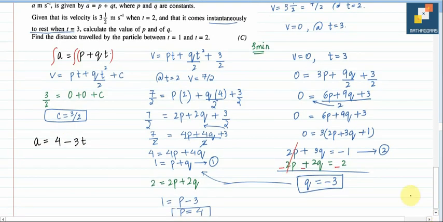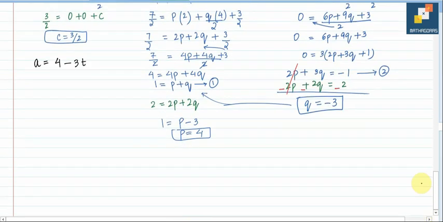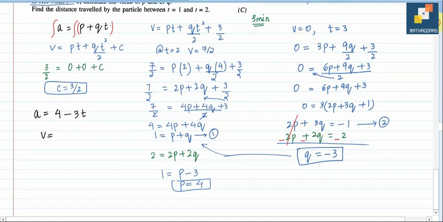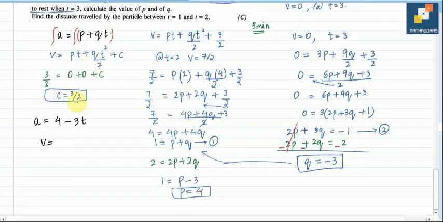Alright, you need to find out the distance between 1 and 2. So firstly, when you integrate it for the first time, you get the value of velocity, and the expression for velocity we have found out, it's this one, right? It's pt plus qt square divided by 2 plus 3 divided by 2. Alright, that is your velocity expression.